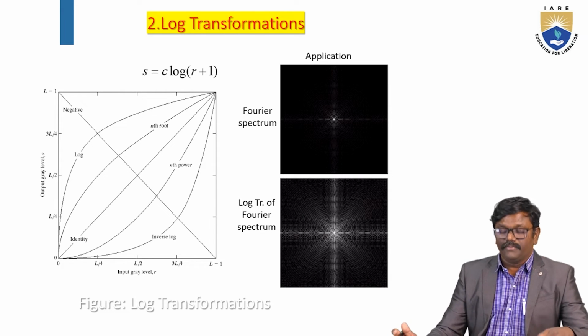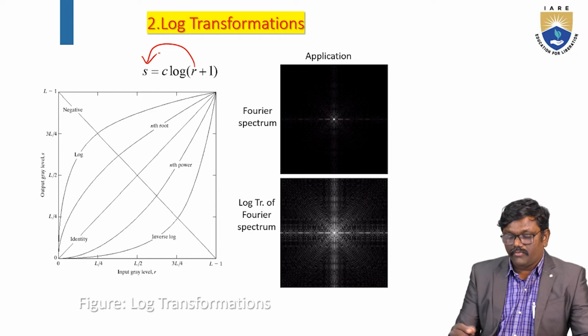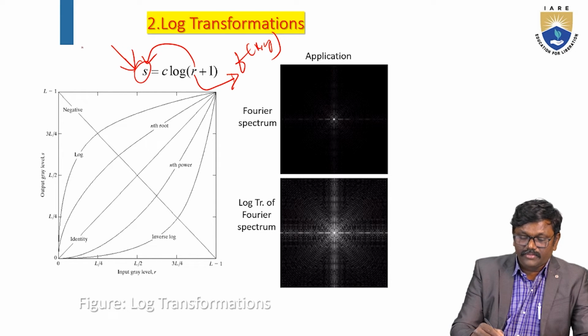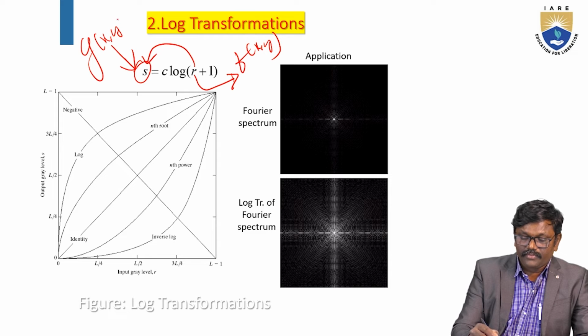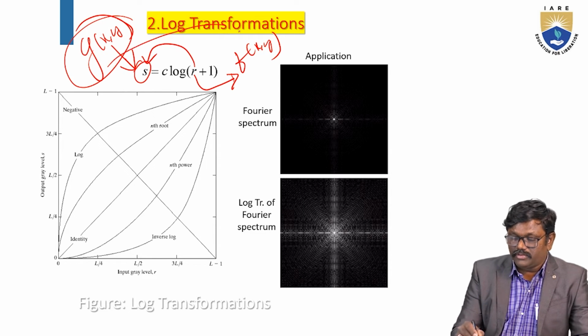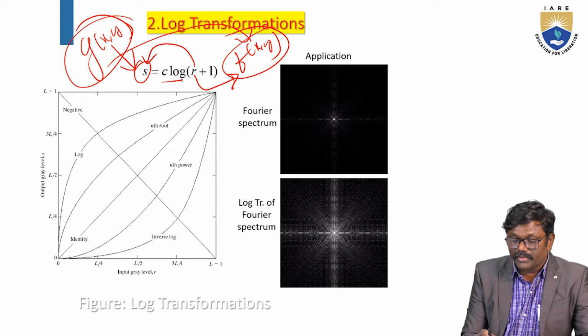We are applying a very simple relationship with s of r. What is r here? r is nothing but f of x comma y. What is s? s is nothing but g of x comma y. What will be the relationship now? g with f of x comma y. So it is very simple to understand in terms of logarithm.